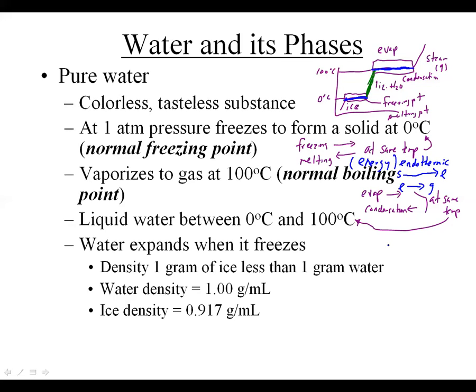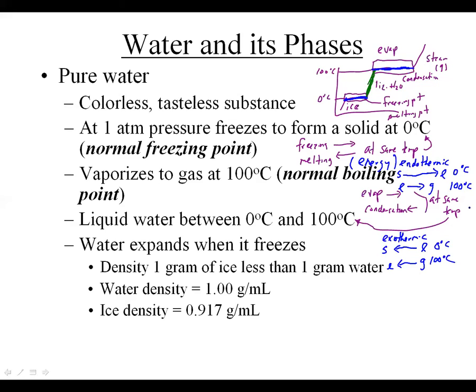And vice versa, if you do an exothermic process where you remove heat and energy, you will do the process where you go from liquid back to solid at 0 degrees Celsius. And you will go from gas back to liquid at 100 degrees Celsius. So again, at those temperatures, depending on what you're doing with energy, will basically determine what is happening in terms of those phases.